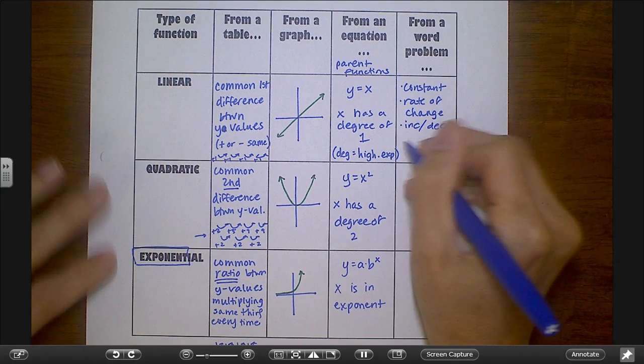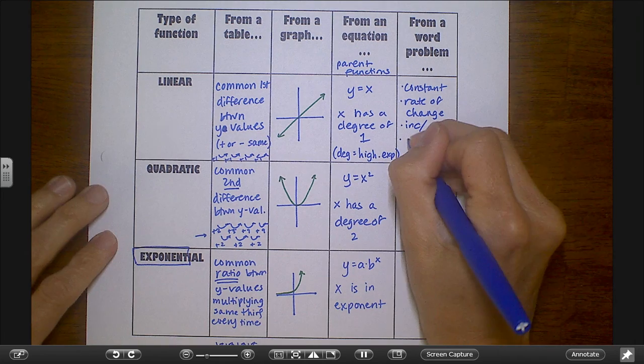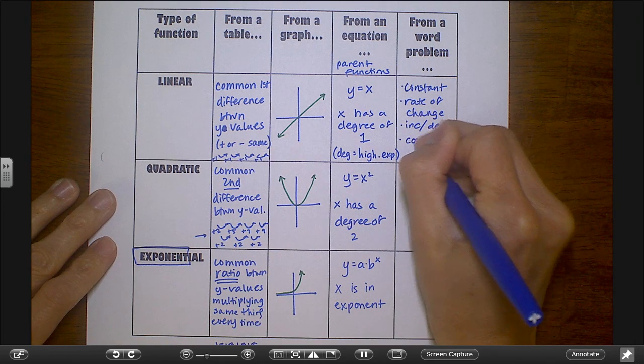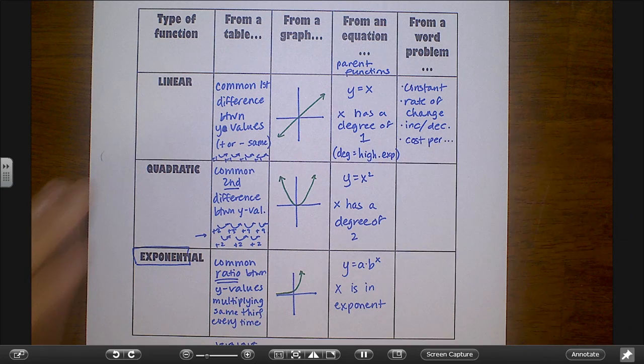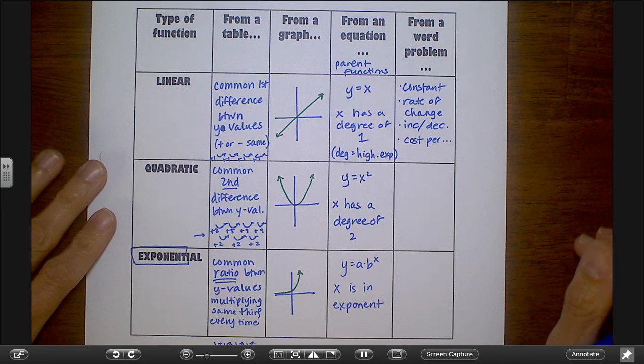oftentimes these will be like the t-shirts, right? So your setup cost and then the same cost per. So we put like cost per blah, blah, blah, right? Goes up or down by the same amount every time.